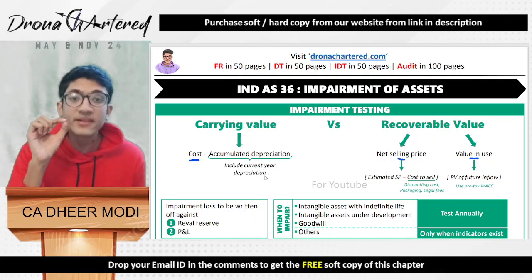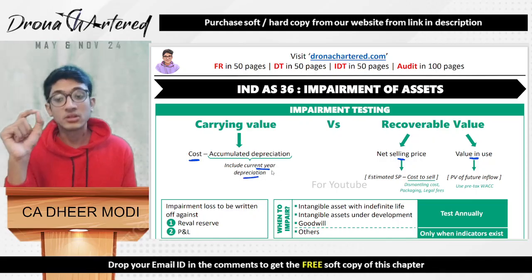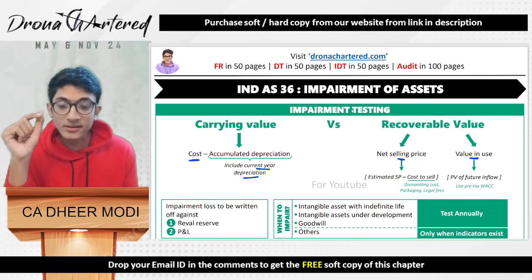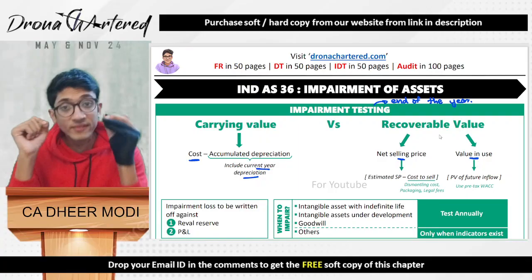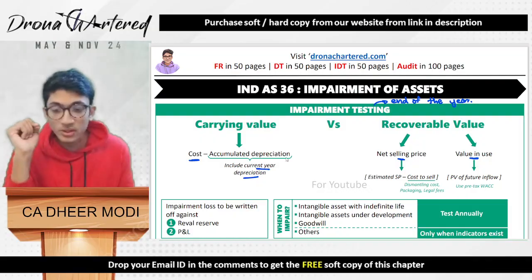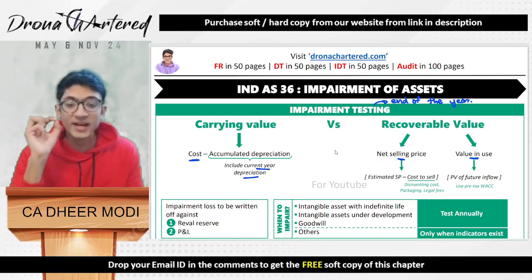Because you do impairment testing at year end, you will also include your current year depreciation. So it will be the cost, because this is done at the end of the year. Therefore it is necessary that you also give effect of depreciation that is done during the current year. So cost minus accumulated depreciation becomes your carrying value.